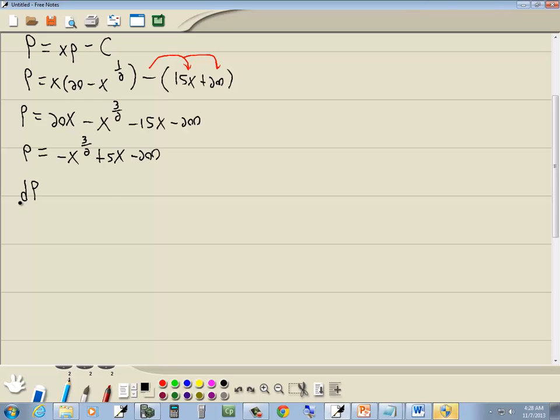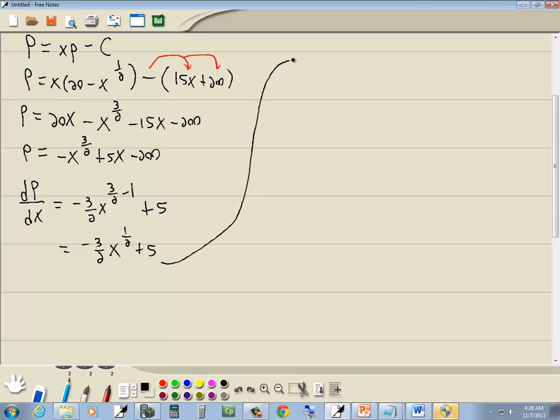So the derivative of profit with respect to x. Take your power, put it out in front. So we got negative 3/2 x, lower your power by 1. 3/2 minus 1. 5x becomes 5, and then negative 200 goes away. So that gives us negative 3/2 x, and then 3/2 minus 1 is 1/2, plus 5.